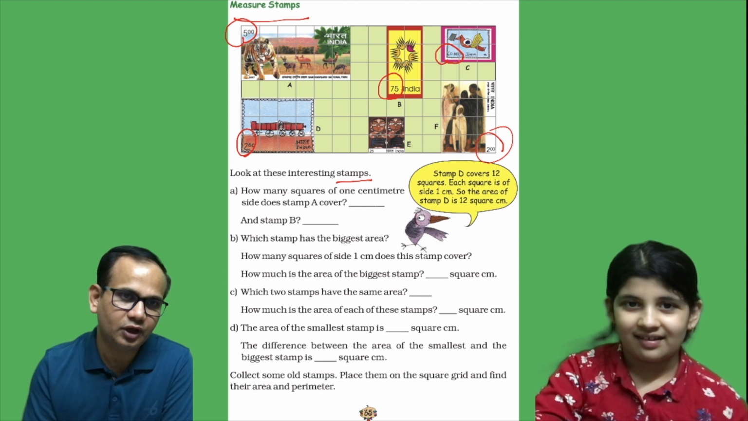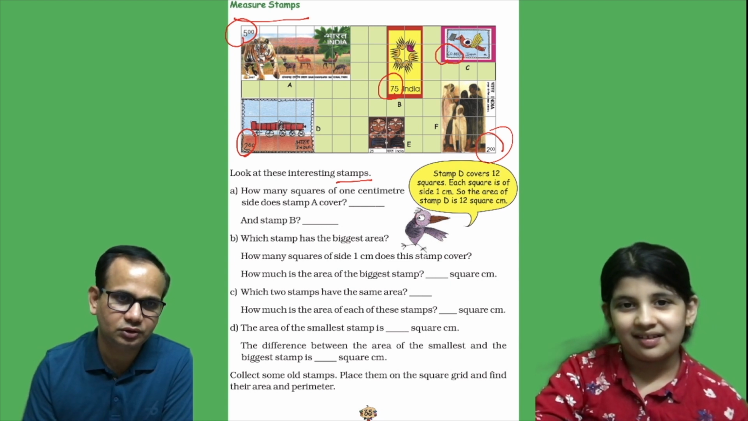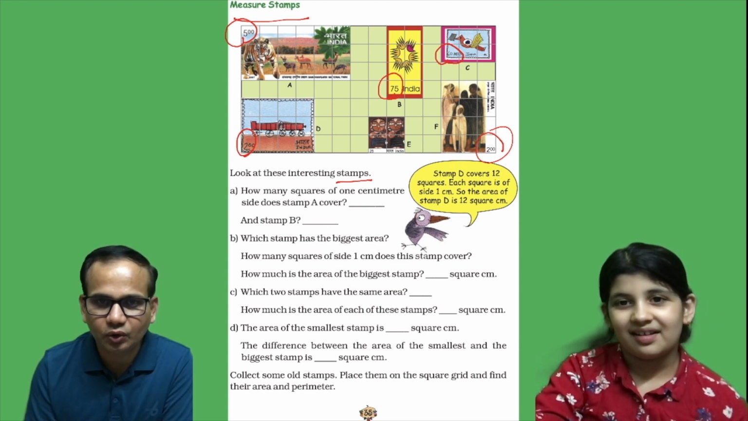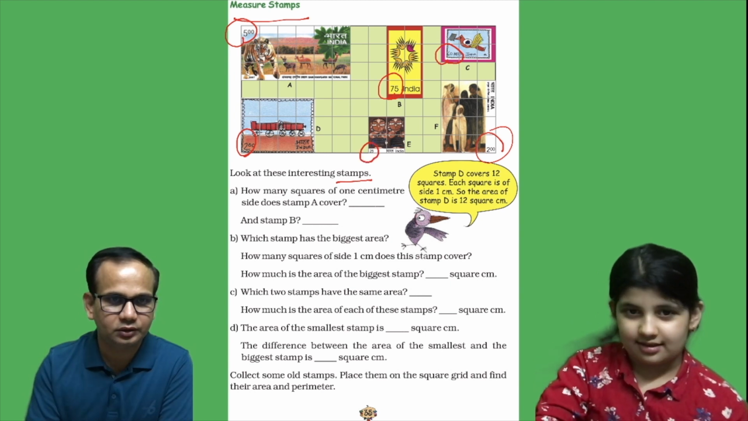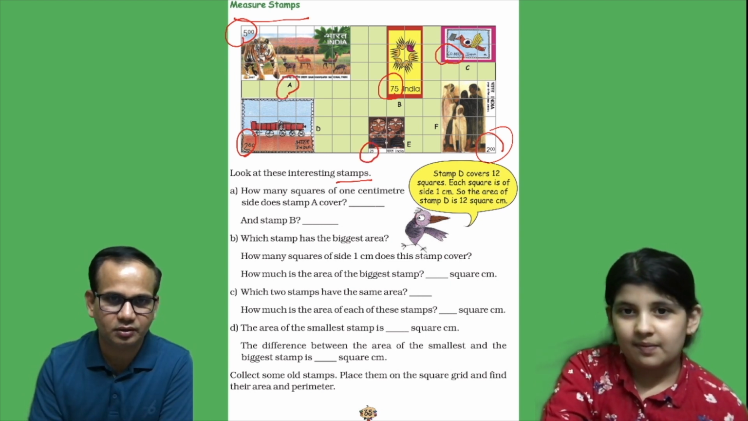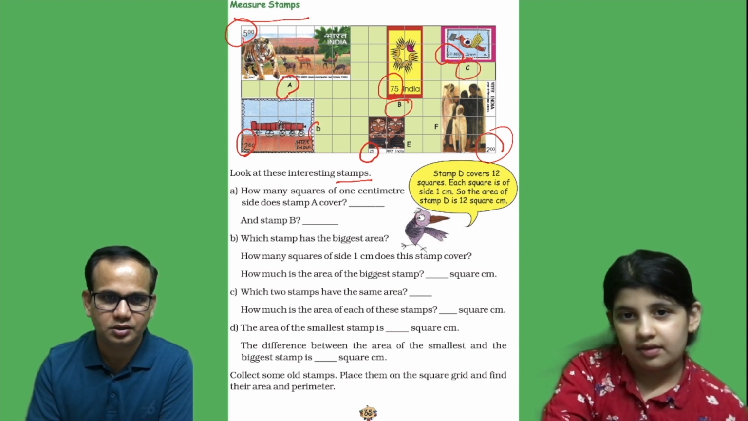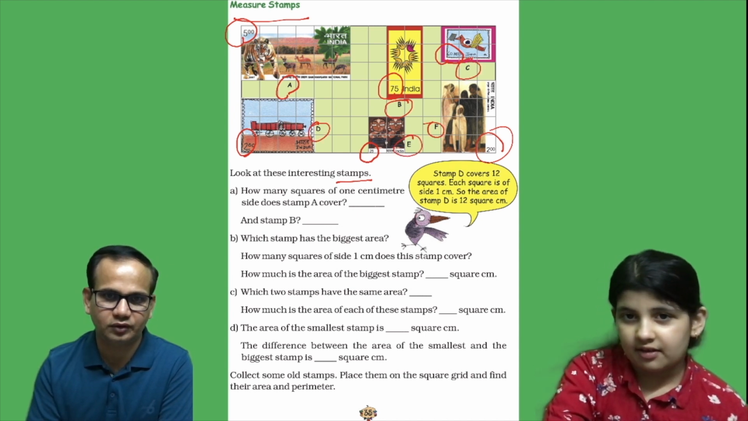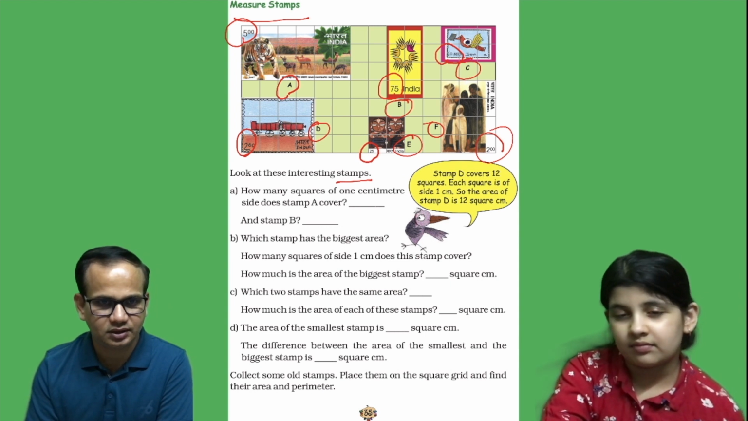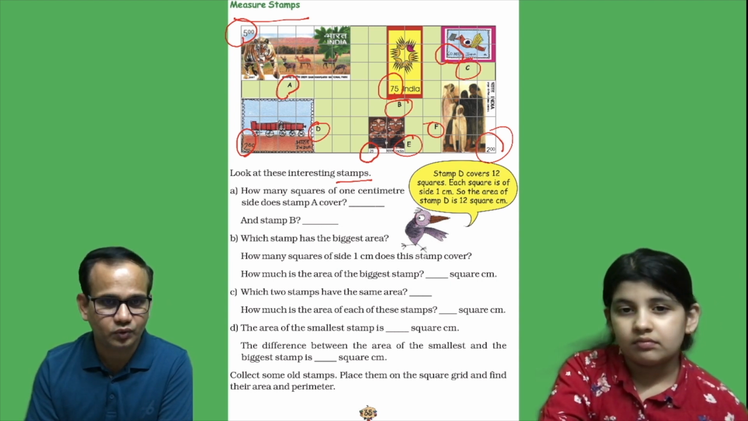देखो यहाँ पे टाइगर बना हुआ है, यहाँ कुछ ठेला बना हुआ है, यहाँ कुछ लोग खड़े हैं, औरतें खड़ी हैं. इससे नंबर also given. See, Usha, A is here, B here, C here, D here, E here, and F here. Look at these interesting stamps. How many squares of 1 centimeter side does stamp A cover?